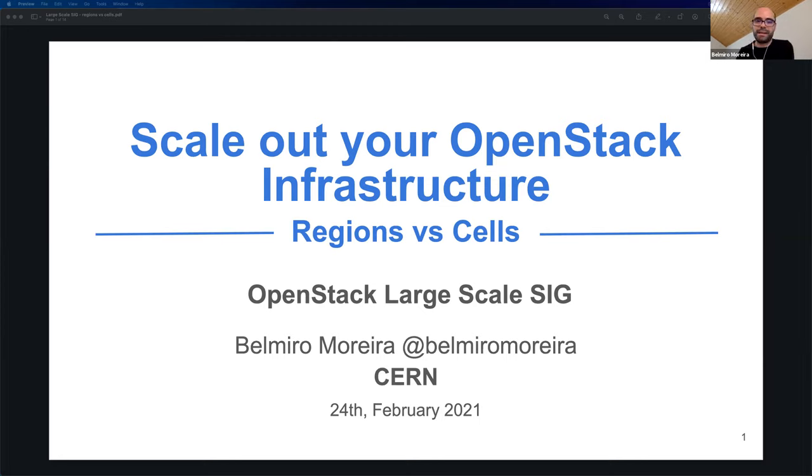So hello, everyone. I'm Belmiro Moreira. I'm a cloud engineer at CERN. CERN is the European Organization for Nuclear Research. And today, in this first meeting, in this new format, as Thierry said, we're going to try to discuss how to scale OpenStack deployment using regions and cells. So this will be a very brief presentation just to set the pace for the discussion.